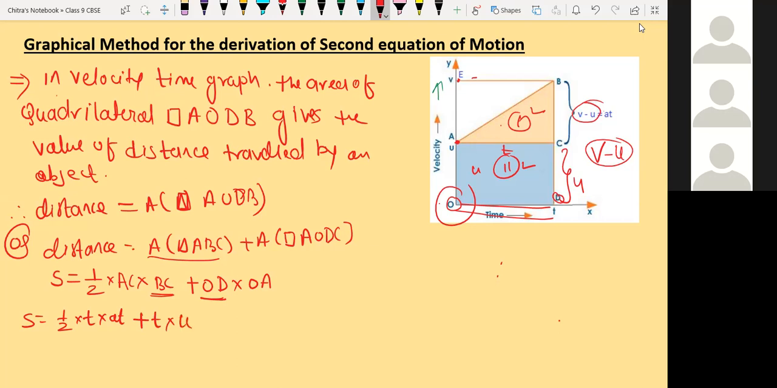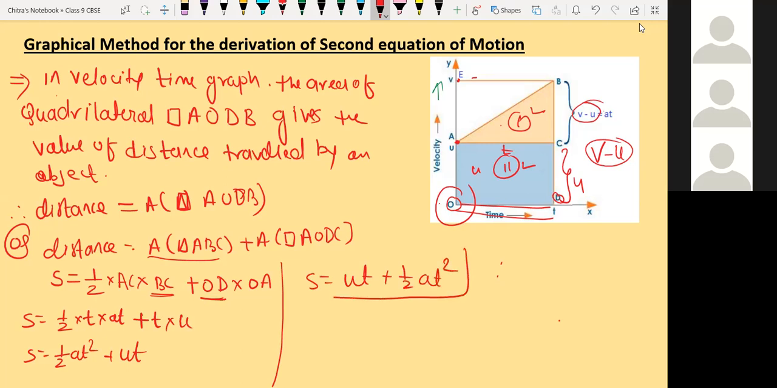Now we are going to multiply that. So S equals half, 80 into T is AT square, and T into U is UT. By rearranging that, we will get S equals UT plus half of AT square. Understood that? This is the second equation of motion. That means the statement given by Newton was correct.